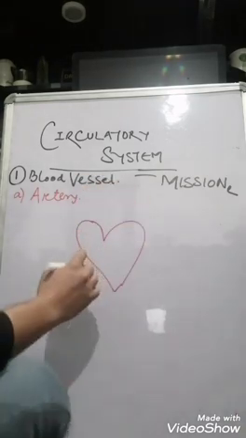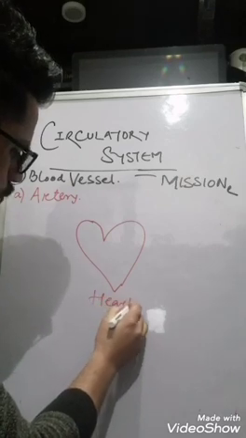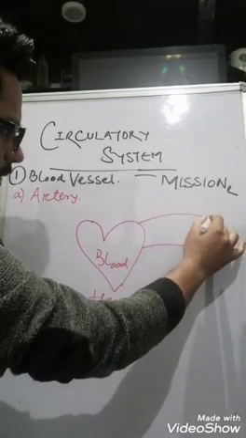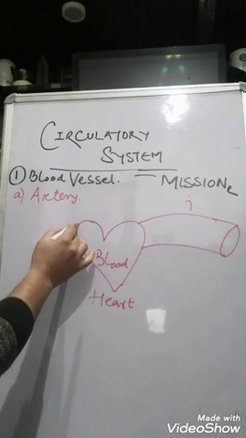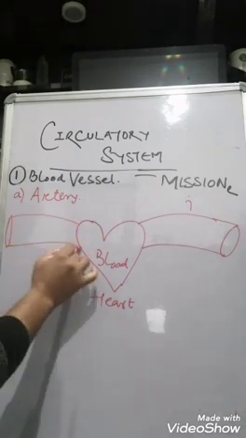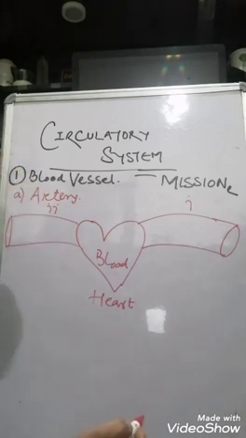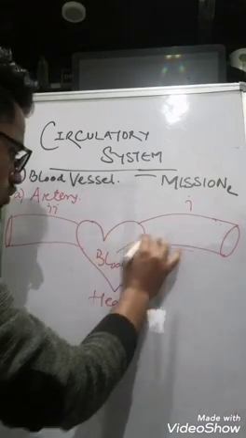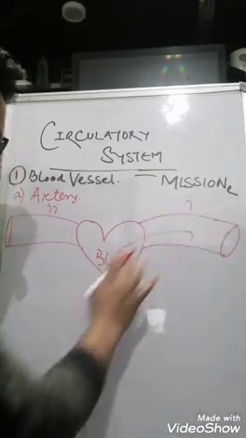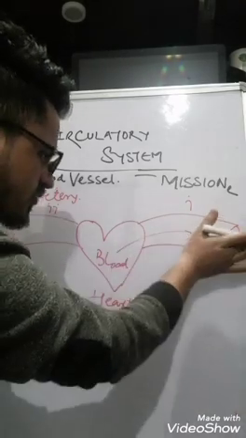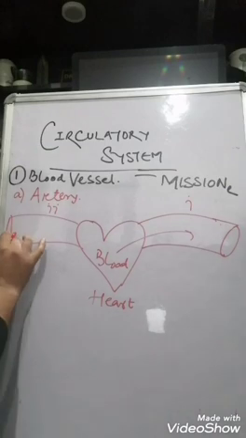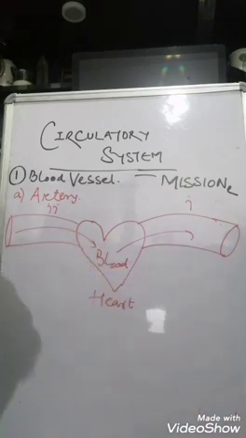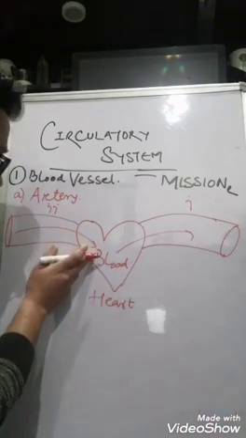Imagine, beta, this is the heart. And we know the heart has blood. Now there are two vessels. One like this, let's label it as 1. And another like this, let's label it as 2. If you see, these are two blood vessels attached to the heart. But what you have to note is that blood vessel 1 takes blood away from the heart. While this blood vessel 2, what does it do? It again carries the blood, but takes the blood towards the heart.